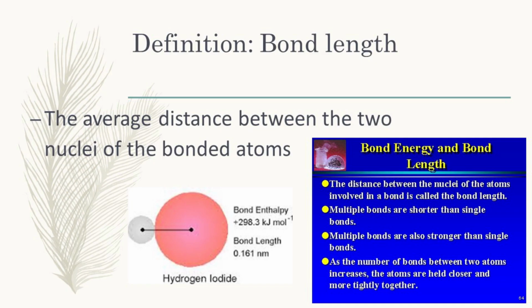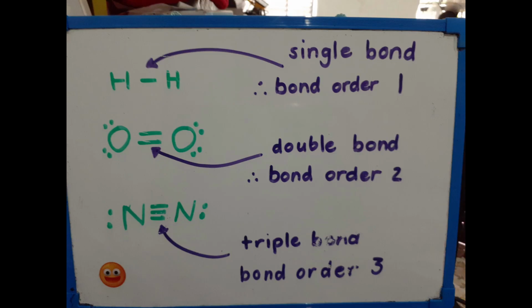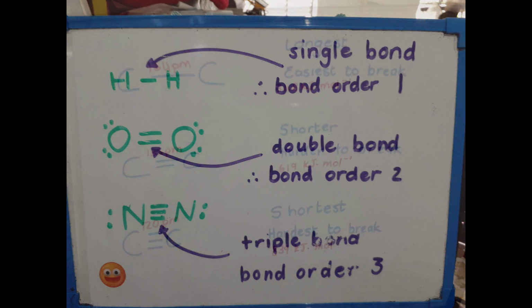Bond length, quite simply, is the average distance between the nuclei of the 2 bonded atoms. And bond order is an indication of the amount of bonds between atoms. It refers to the number of bonds between 2 atoms. So a single bond would be bond order 1, a double bond would be bond order 2, and a triple bond would be bond order 3. So now let's put all of this information together.